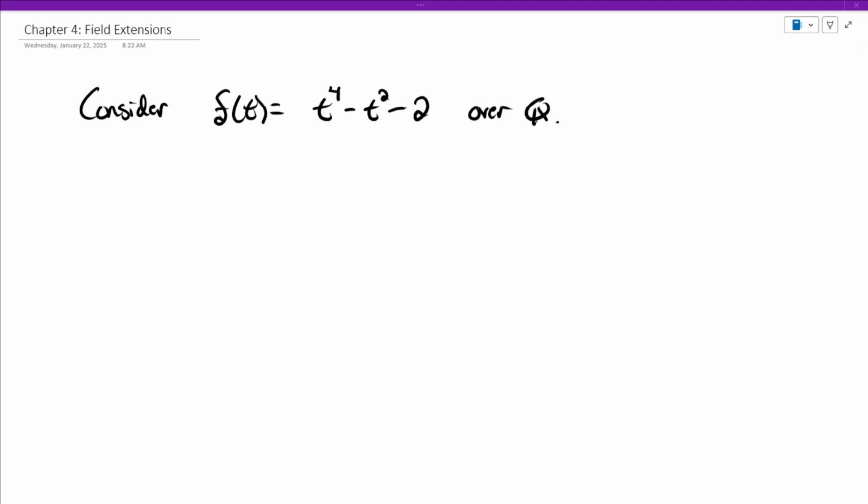We begin chapter 4 with a motivating example. Let's look at this polynomial, t to the fourth minus t squared minus 2 over Q. And suppose that we wanted to study it, and in particular, we wanted to have an understanding of the roots. So what are the roots?